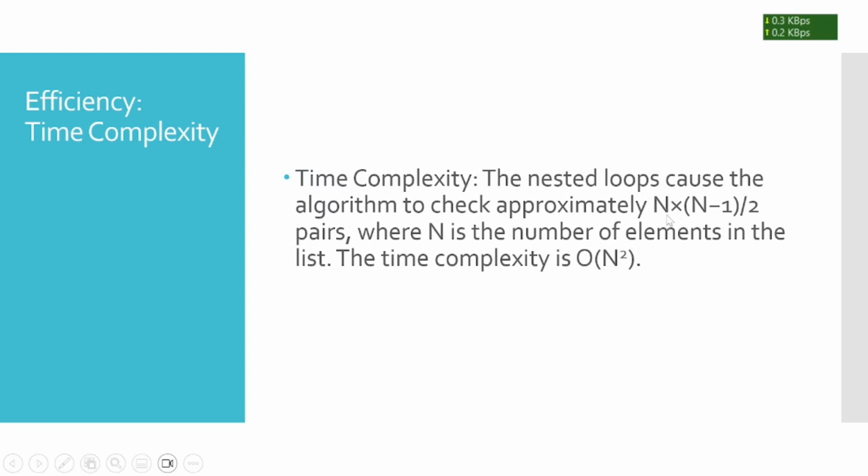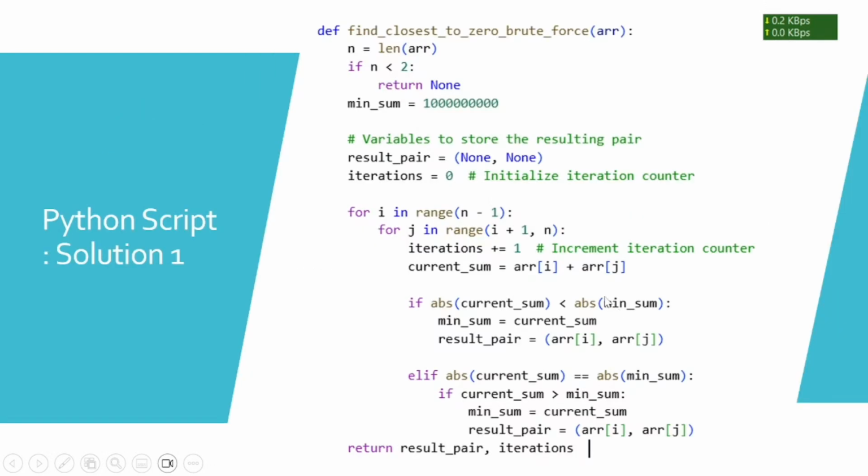So when we multiply n and n, we'll get n square. Then there's n, but since n square will be far greater than n, we'll ignore that, and the time complexity will be calculated as n square. So this is the sample script.